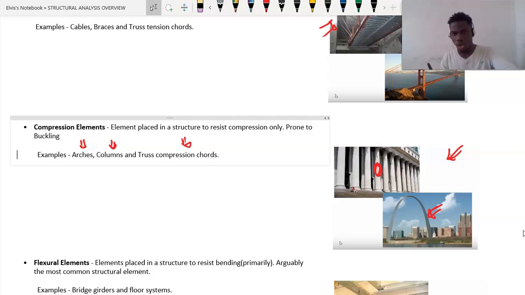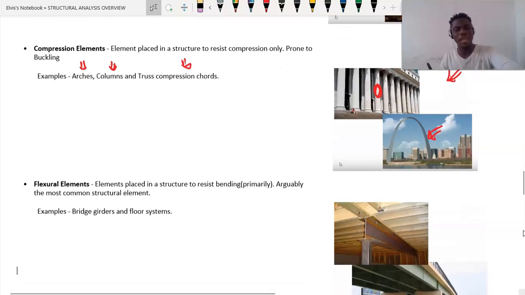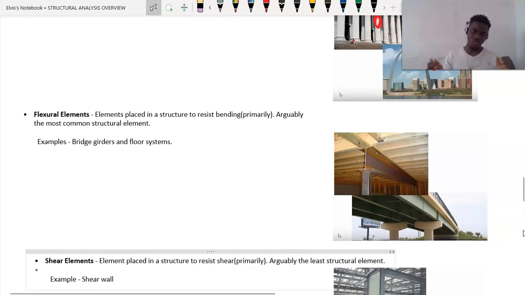Okay, guys, so let's take a look at the next structural element. The next structural element is what we know as the flexural element. Now, guys, these elements are placed on a structure to resist just bending. The most common type of flexural element you will find is the beam, because beams are always subjected to bending. And how can we resist that bending? We need to place an element that will counteract that bending. So the beam is an example of a flexural element.